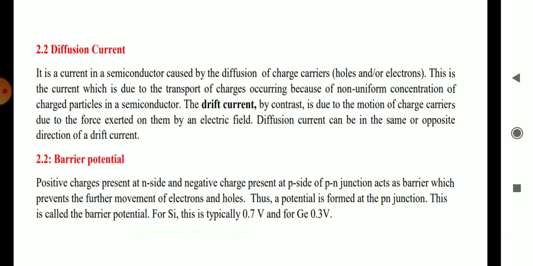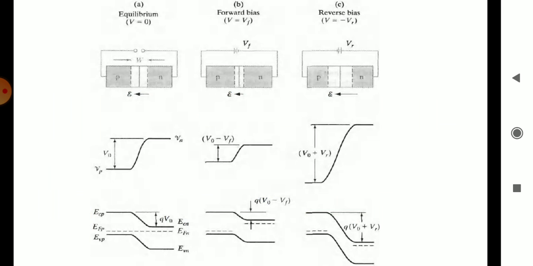Okay, next one. In the next slide you can see the three conditions of a PN junction: at equilibrium, what the barrier potential is and what the energy band will be, and similarly for forward bias and for reverse bias. Now we study each one by one.